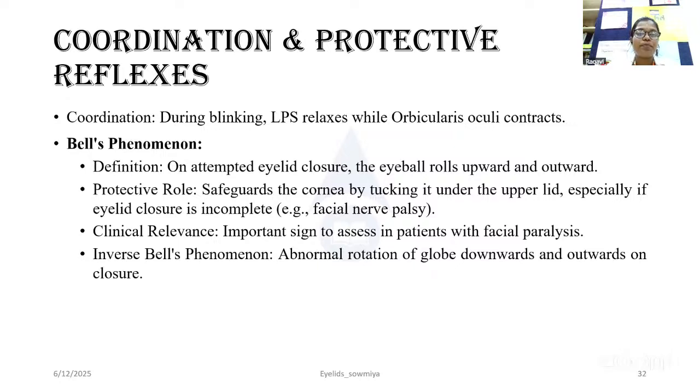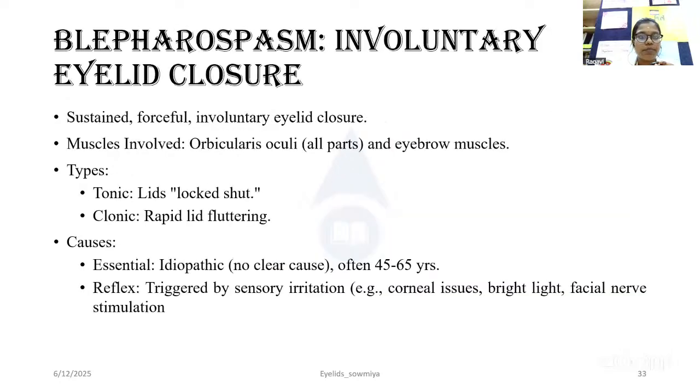Bell's phenomenon. Definition: on attempted eyelid closure, the eyeball rolls upward. Protective role: safeguards the cornea by tucking it under the upper lid, especially if eyelid closure is incomplete. Example: facial nerve palsy. Clinical relevance: important sign to assess in a patient with facial paralysis. Inverse Bell's phenomenon: abnormal rotation of the globe downward and outward on closure.